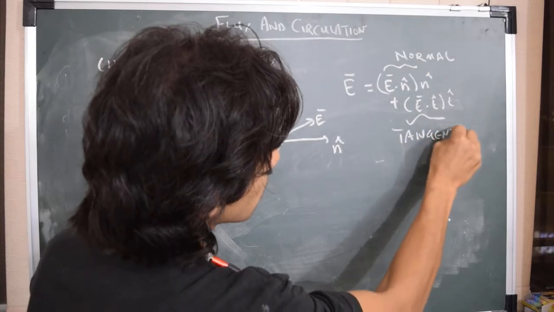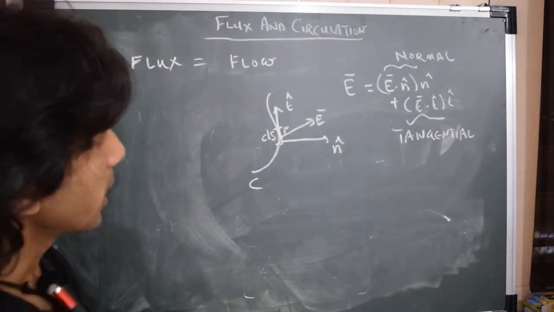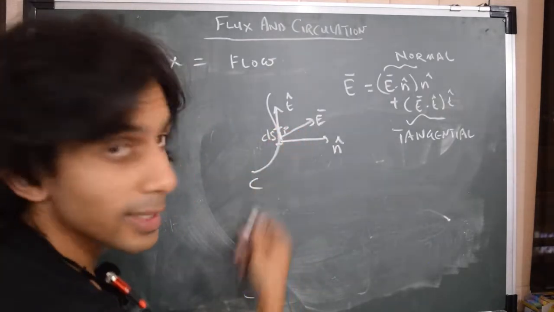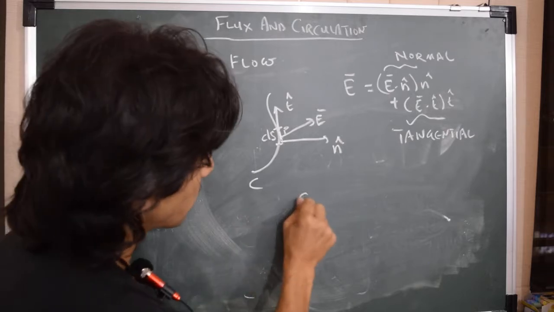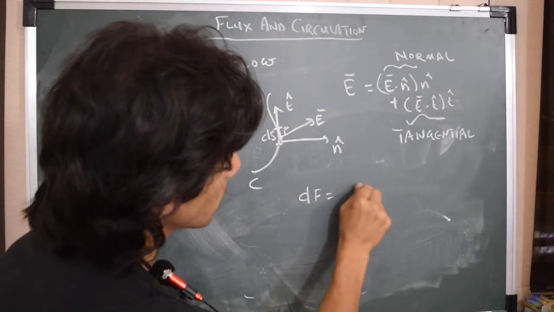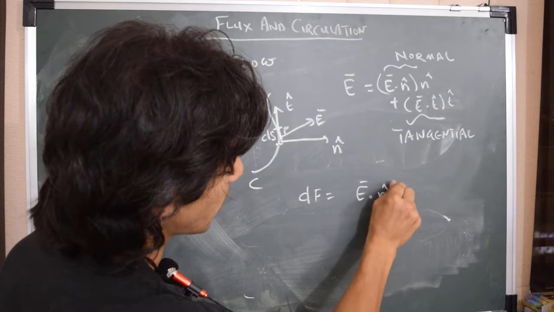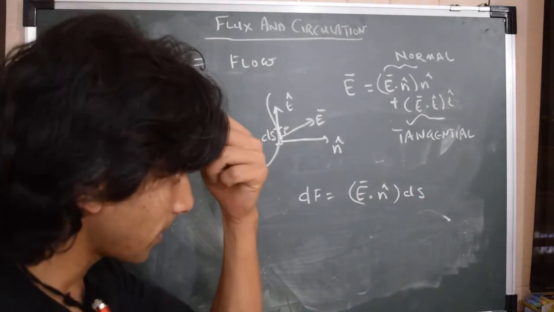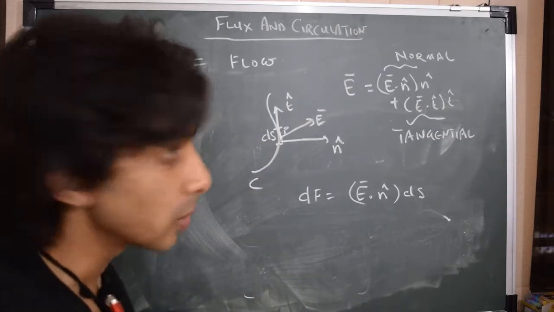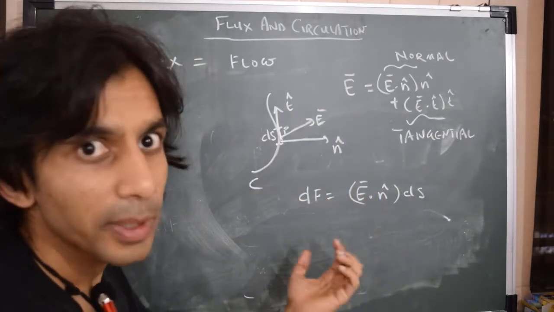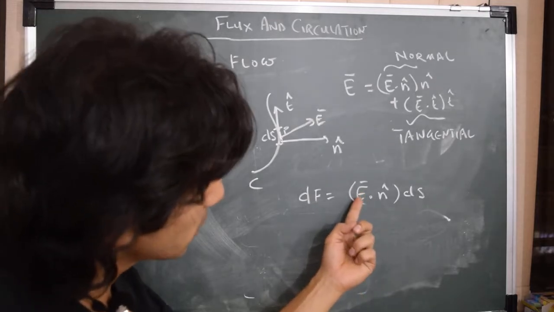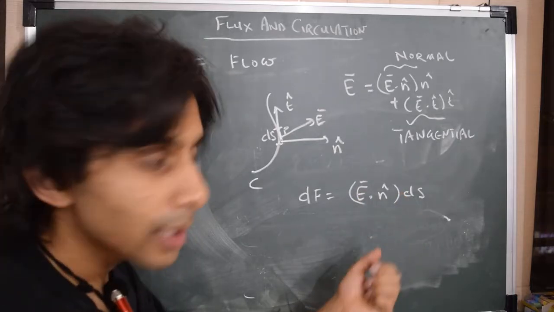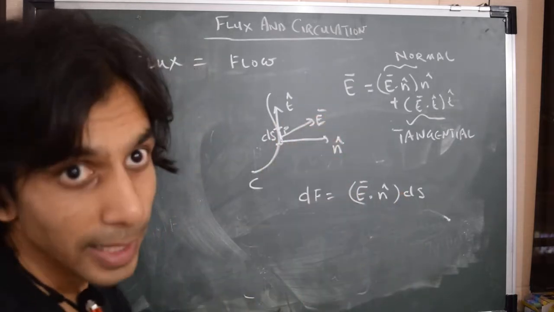So the infinitesimal flux flowing through this segment ds of the curve can be defined as dF, the normal component of the field, E dot n, times the length of the curve. Again, if you apply this to fluid flow, then the field E could be the velocity field. Then the velocity field times the length will give us an area divided by time, and that will be the amount of fluid crossing this segment per unit time.